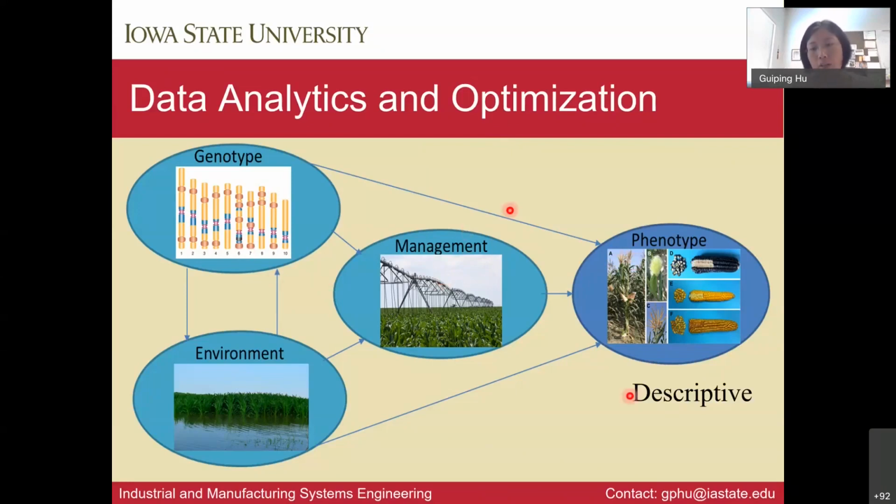The first one is called descriptive. What does that mean? That basically means we're trying to understand what happened. We have historic data. We're trying to fit some model to explain what was happening in the past. And then the next level is called predictive. So given what happened in the past, our next task is what is going to happen in the future.